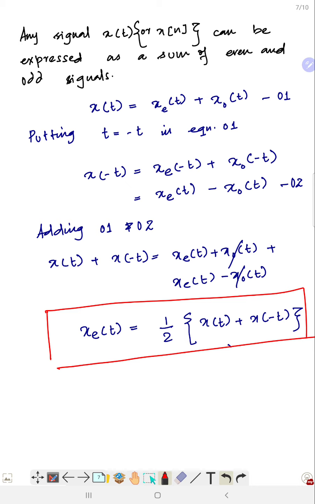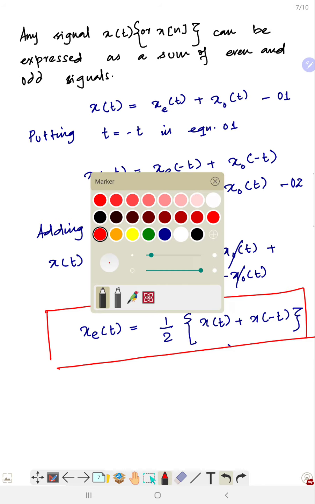Now there are two signals involved. Mathematically, it is x of t, one function, then we have x of minus t. But physically, they are related by an operation. We'll come to that. First, let me complete the analysis. So we have done adding 1 and 2.